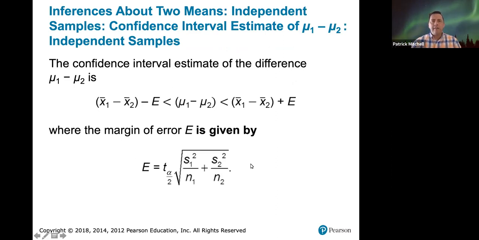All right, the confidence interval estimate of the difference in the population means is x bar sub 1 minus x bar sub 2 plus or minus e. So the margin of error e is given by this formula, t sub alpha over 2 times the square root of s sub 1 squared over n sub 1 plus s sub 2 squared over n sub 2.